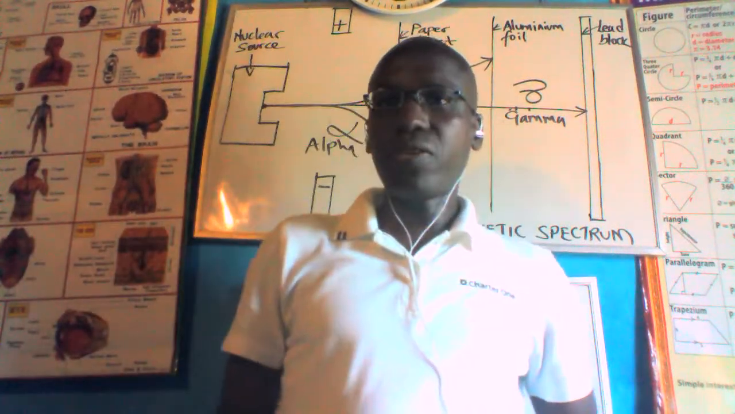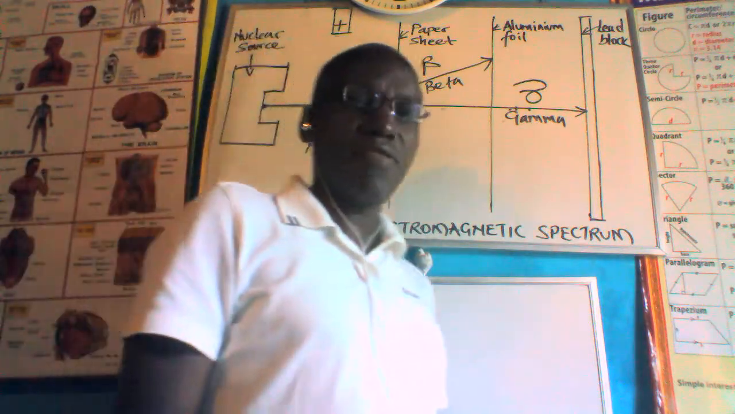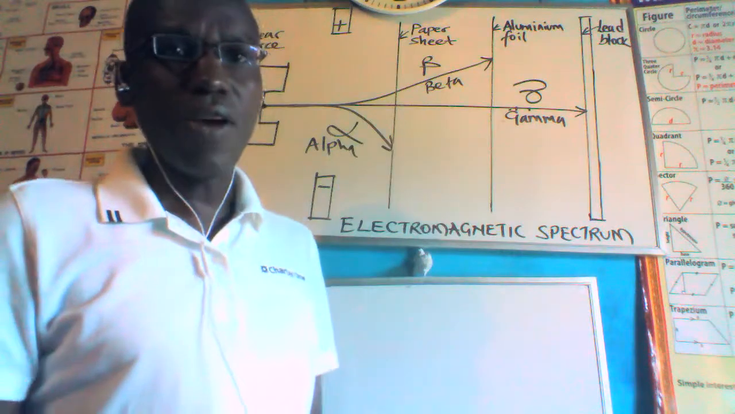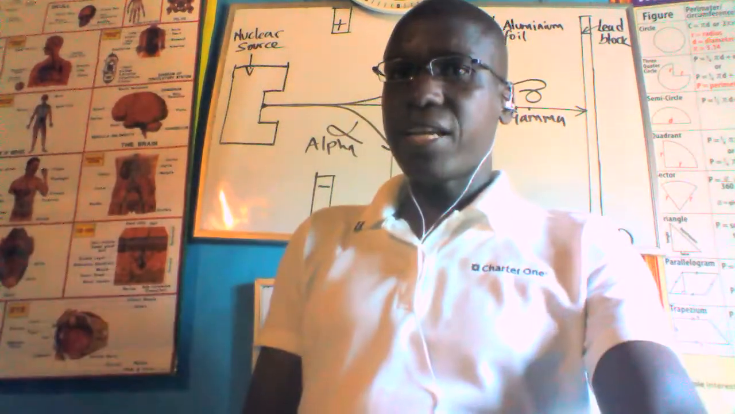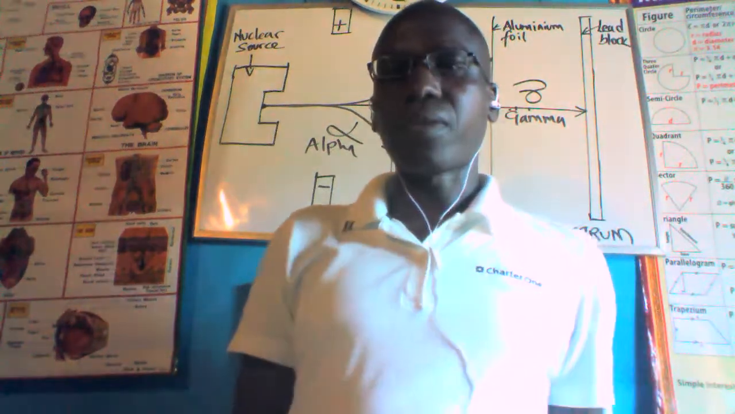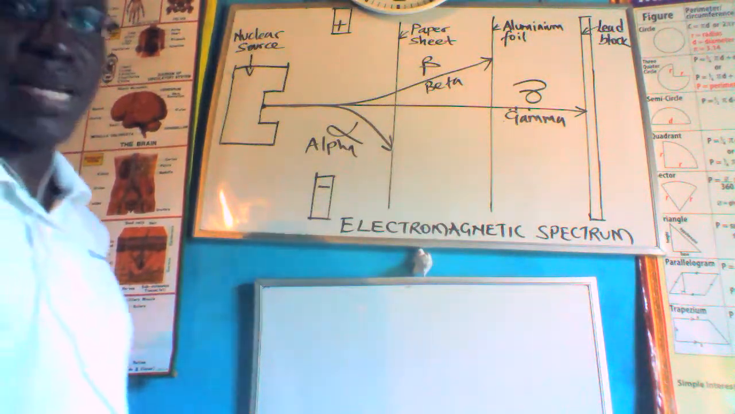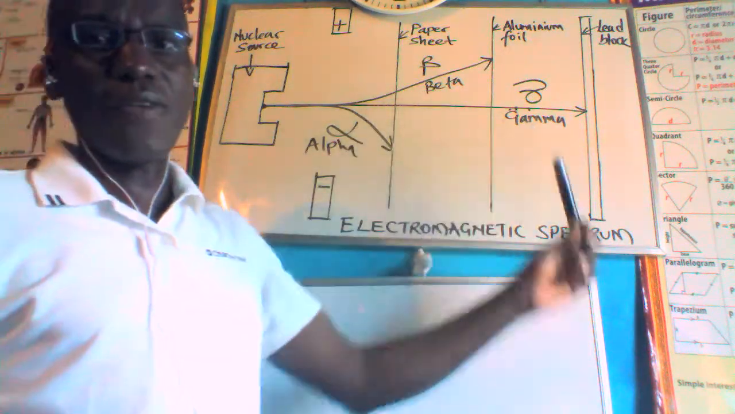Welcome. In this session, we are going to evaluate radioactivity and radioactive particles. To begin with, we are going to look at how the different radioactive particles are displaced within the electromagnetic spectrum. There are three main radioactive particles, namely the alpha, the beta, and gamma rays.